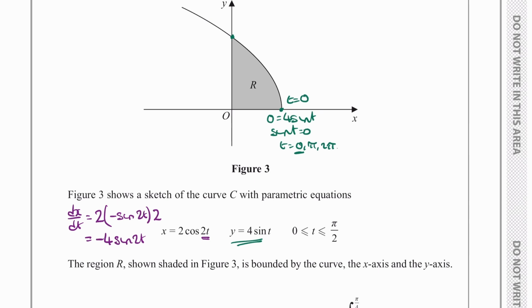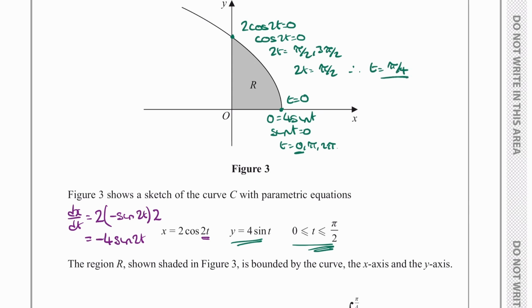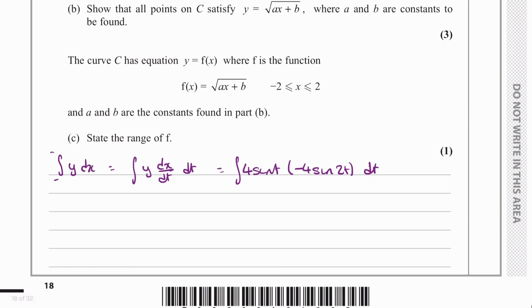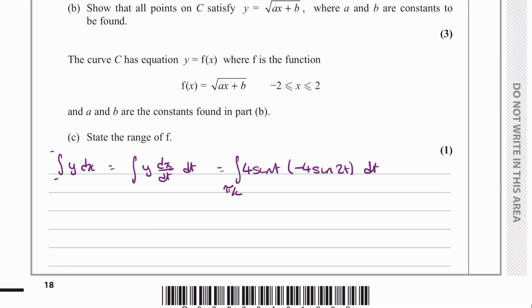The intercept is when x equals 0. So 2 cos 2t will equal 0. Cos 2t will equal 0. So 2t must be pi over 2, 3 pi over 2, and so on. But again, within this range, 2t can only equal pi over 2. So therefore, t will equal pi over 4. Okay? So if we go back to our integral, the limits will be from pi over 4 to 0.